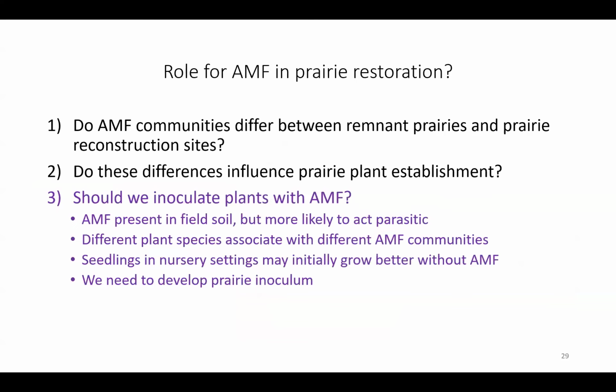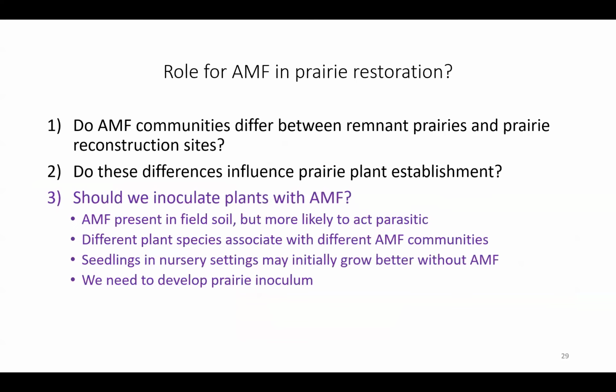So getting back to this question of whether or not to inoculate plants with AM fungi, I think we have to tread really carefully because we don't know enough yet. That's the bottom line. AM fungi are definitely present in field soil. It's not that they're absent from reconstructions, but they may be more likely to act parasitically. And we don't yet know how to manipulate that relationship.